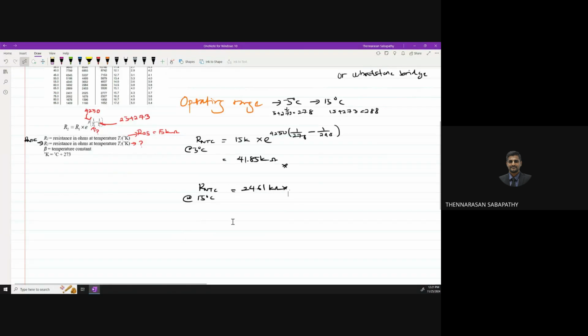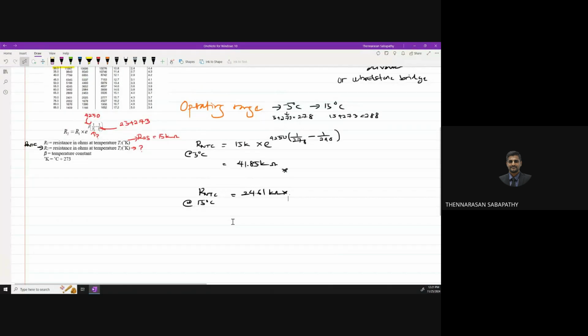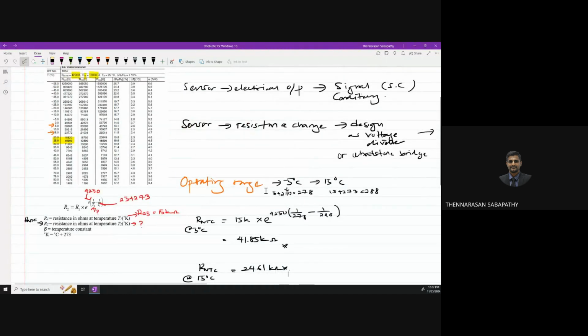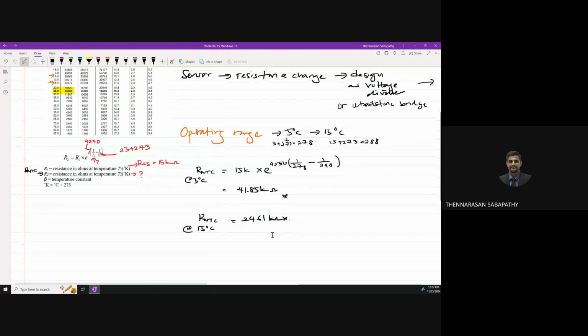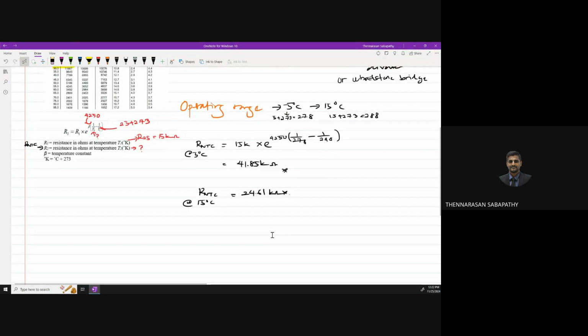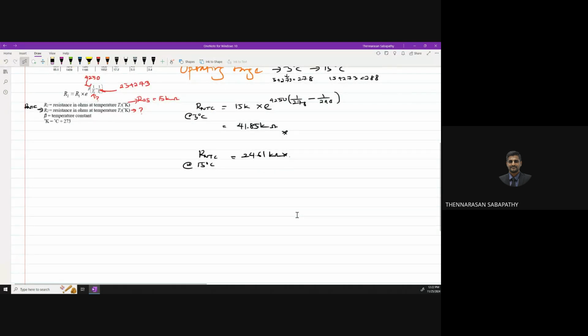Okay, we got these two, and then we move forward. For our operating range, which we define as 5 to 15 degrees Celsius, we obtain the resistance. At 5, this is the resistance. At 15, this is the resistance. But later we want to connect with the amplifier to amplify the signal, so we don't have any voltage here. So we need to translate this onto voltage. Therefore, we will use a voltage divider.